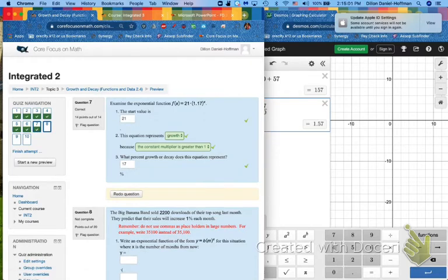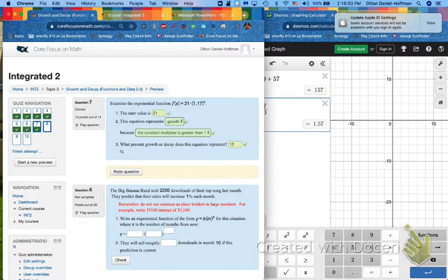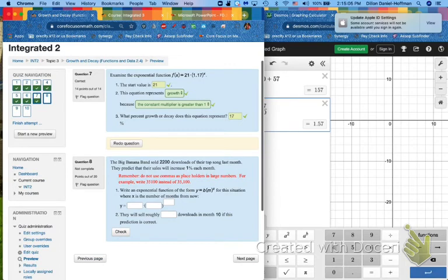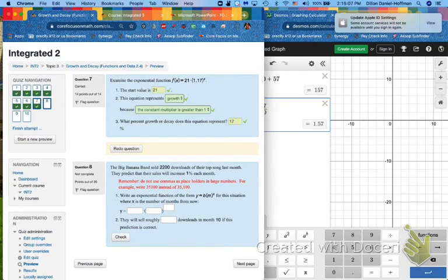All right, number 8. What a weird name for a musical group. The Big Banana Band, insert jokes now, sold 2,200 downloads of their top song. What do you think the Big Banana Band's top song would be called? Peeling Out, Potassium is Okay, Fruit by the Banana, Minions Aren't Just for Us.